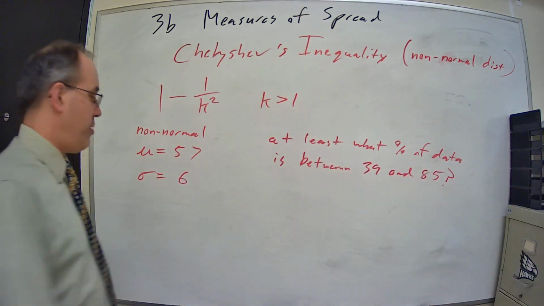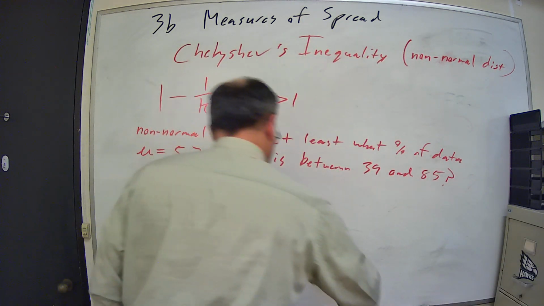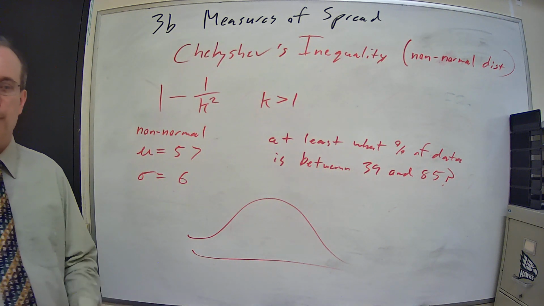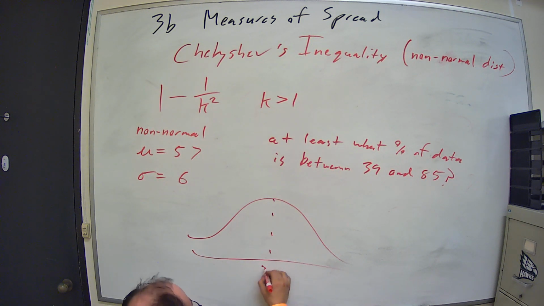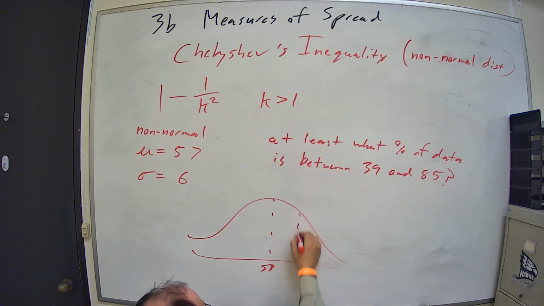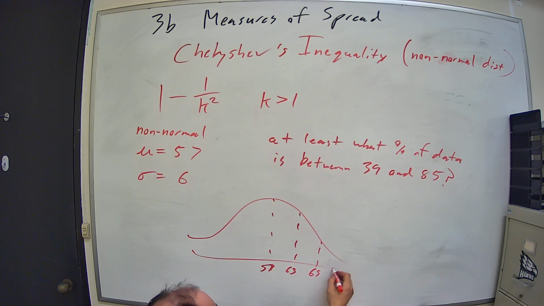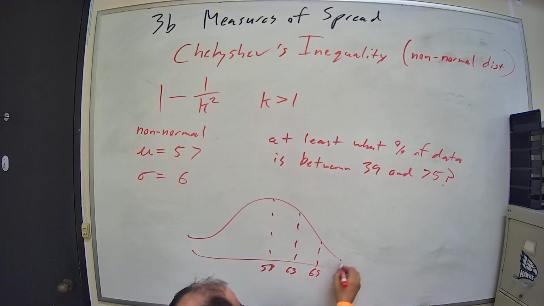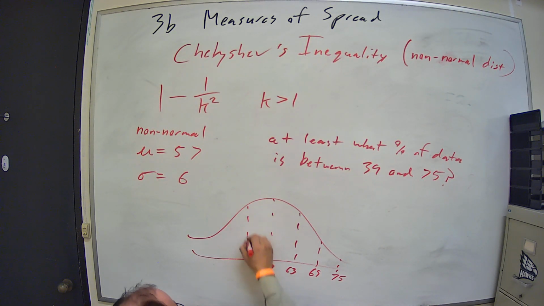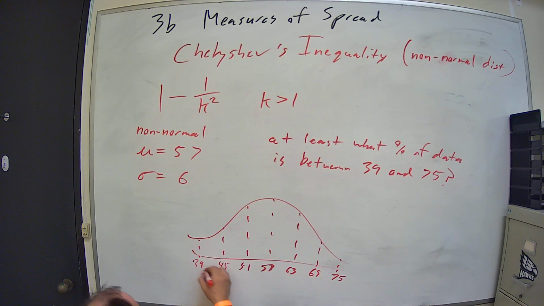So how would we find that? We create a distribution, and I know it's not necessarily a normal distribution, but it's easiest for me to draw something like this to envision it. So my mean is 57. If I add the standard deviation, I get to 63. Add another one, 75. Sorry, I went too high earlier. If I subtract the standard deviation, I get 51. Subtract another one, I get 45. Subtract another one, 39.